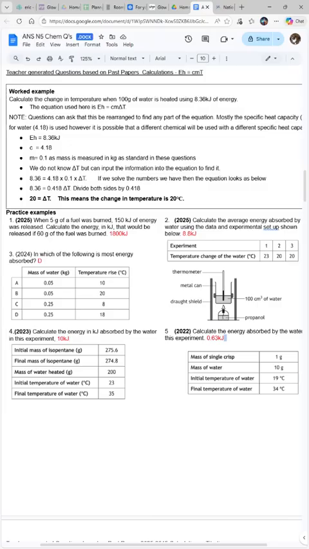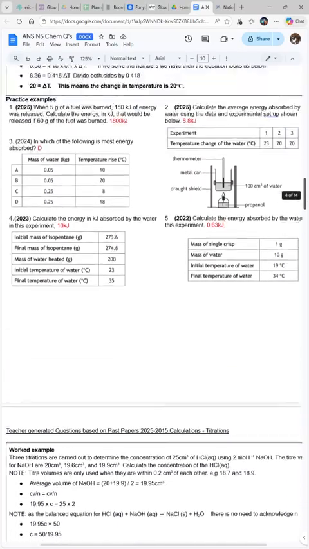Calculate the energy absorbed by the water in this experiment. Again, it's nice and simple; we trot out the same exact thing. If you did the exam in 2023 and had practiced the 2022 question, you'd be in luck because a very similar one came up. We don't care about the mass of the crisps. We do care about the mass of water, which is 0.01 kilograms, multiplied by a change in temperature of 15. So 0.01 multiplied by 15 multiplied by the specific heat capacity gives us 0.63 kilojoules.